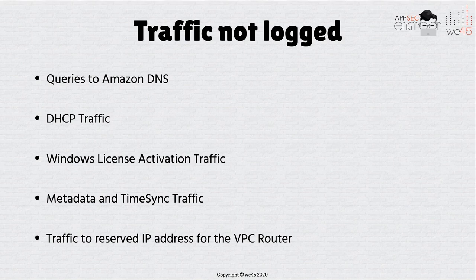There's also another internal network interface for the Amazon time sync. This is like an NTP service that Amazon offers, and that is also not captured. Reserved IP addresses that are meant for the VPC router are also not captured by your VPC flow log. So this is something that you need to understand about VPC flow logs. These are some of the benefits and of course some of the limitations, and you can implement it depending on your use case.